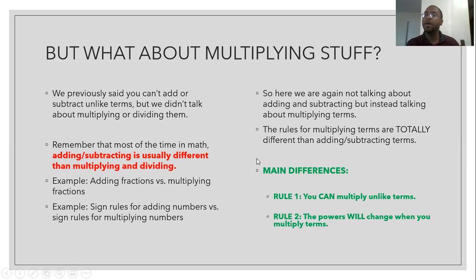So before we talked about adding or subtracting like terms. And we said you can't add or subtract unlike terms. But we didn't say anything about multiplying or dividing them. All right? So I want you to remember that most of the time in math, adding and subtracting is usually really different than multiplying and dividing.